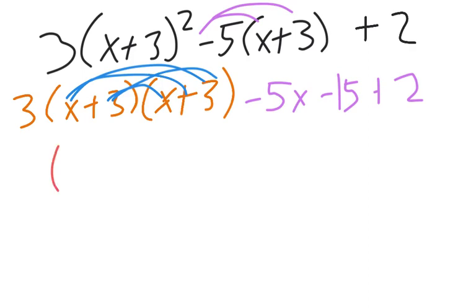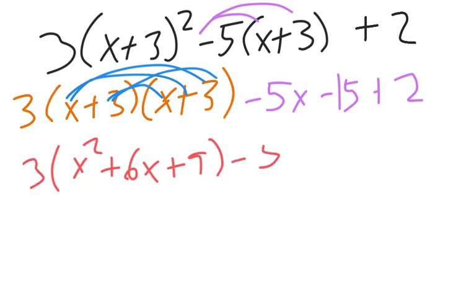In parentheses, x times x is x squared. X times 3 is 3x. 3 times x is 3x. 3x plus 3x is 6x. Are we okay with me doing all that at once? 3 plus 3 is 9. There's still the 3 out front, minus 5x minus 15 plus 2.